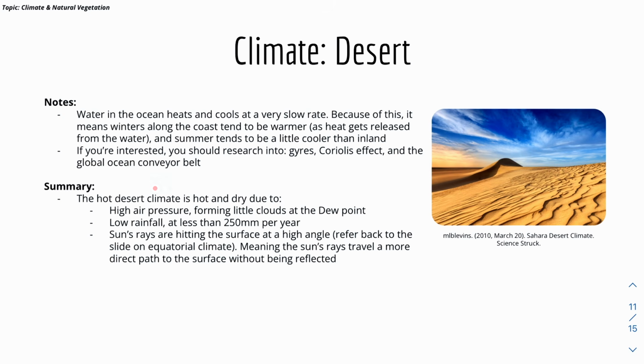So here's a summary of the hot desert climate. The hot desert climate is hot and dry due to high air pressures, forming very little clouds at the dew point. There's low rainfall, and the sun's rays are hitting the surface at a high angle, so this means that it will be hotter. So more on this one right here actually.